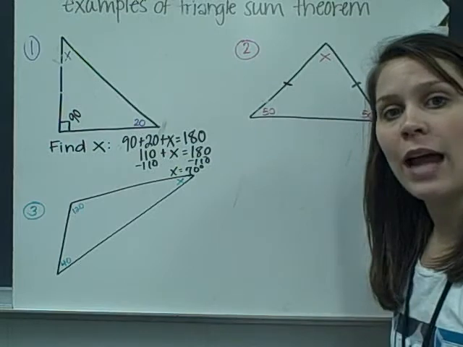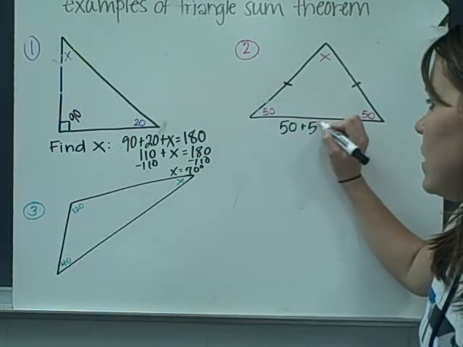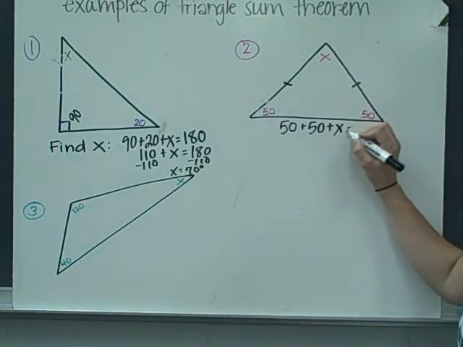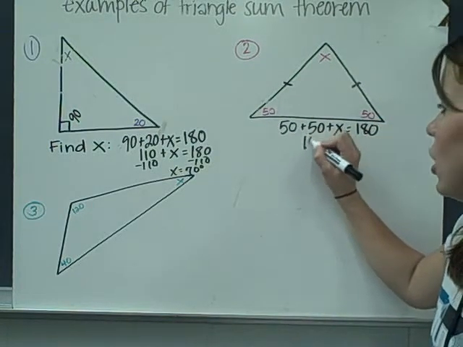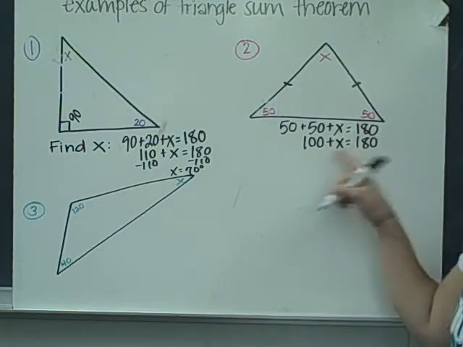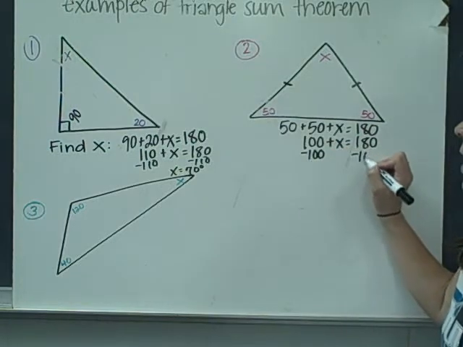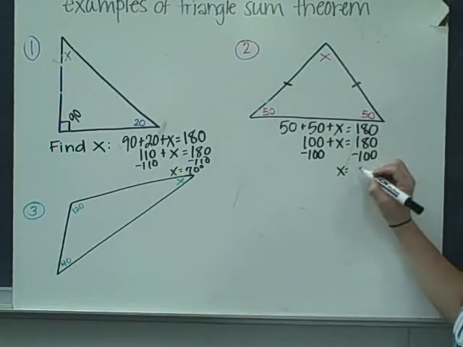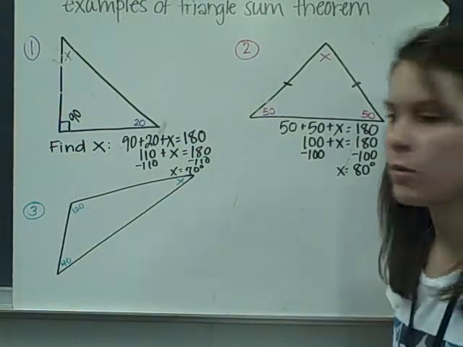Well, we know that they should add up to 180. So we have 50 plus 50 plus x should equal 180. Well, 50 plus 50 is 100, plus x is 180. Now we need to get x by itself, subtract 100 on both sides, so the x angle is 80 degrees. And let's look at number 3.